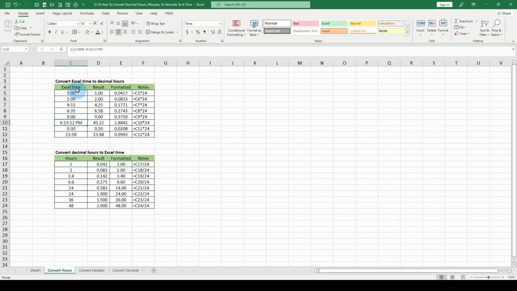We want to convert Excel 9/13/12 to hours. What's going on here? We have 45.22 hours. This number here represents 1.8842 days. How can 9/13/12 p.m. represent 45 hours when it should represent 12, which would be 12 a.m. to 12 p.m. and then add 9 hours, 13 minutes and 12 seconds. That should be 22, 23, 24. That should be 24, 13, 12.